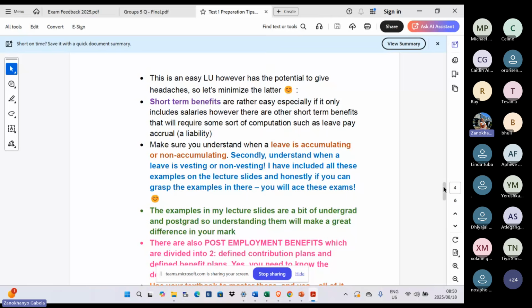Then let's go to vesting and non-vesting. If it's vesting, it means that it is capable of being converted into cash. What do we mean by that? Let's first say it was accumulating and vesting. It means that if you didn't take it this year, you can carry it over to next year and you can convert it into cash. Okay, perfect. So that means then we have a full-blown liability.